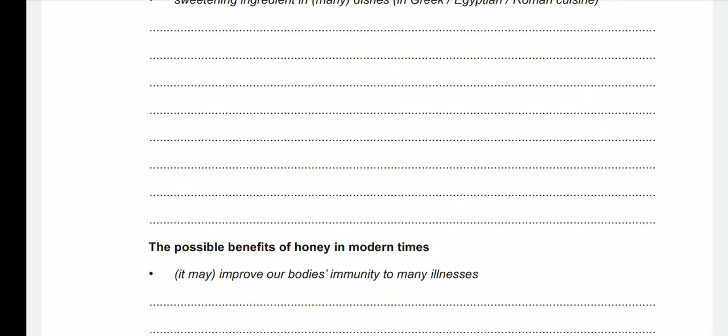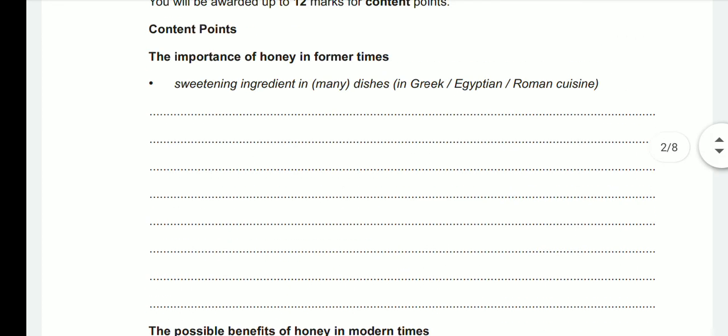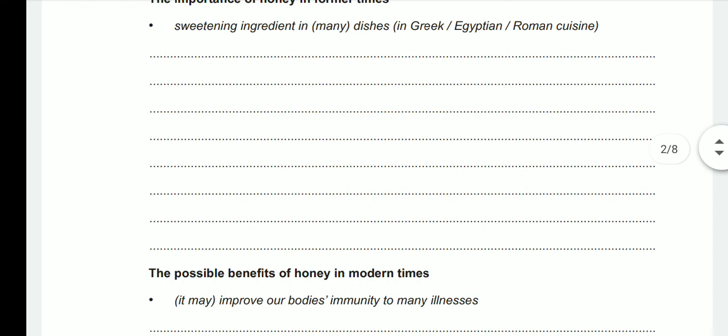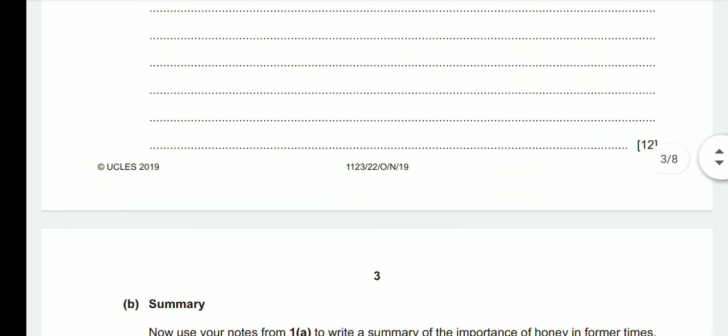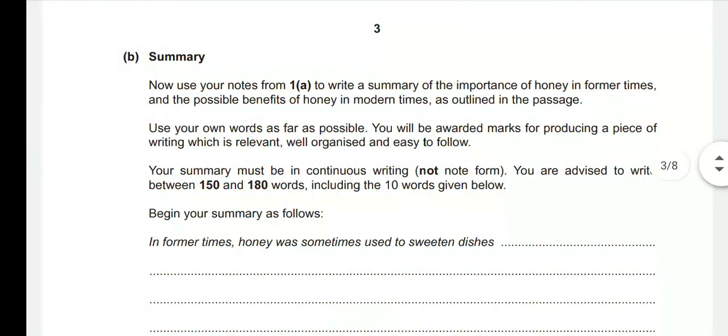Not using your own words, I'm repeating, doesn't mean that you are restructuring the sentence. If you are restructuring the sentence, that is not the using of the own words. Yes, you restructure the sentence to make it precise so that you can write it here in clear handwriting. Make sure that you do it in the space provided. Now this is the summary writing we are talking about, 10 marks.